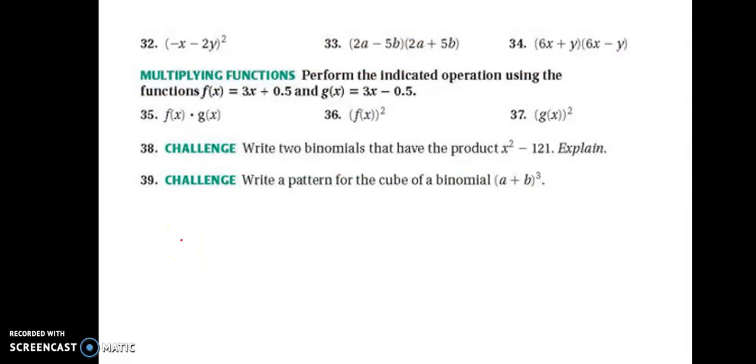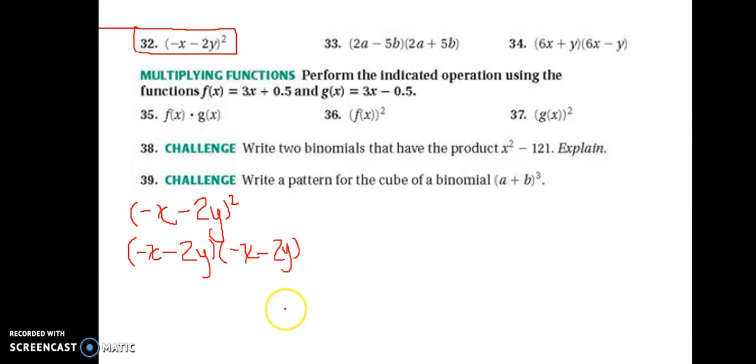What I want to do is practice a little bit. So one example to practice from is number 32 here from your textbook from 8.3. And let's try that example. So you want to copy down negative x minus 2y. That quantity is being squared. So let's rewrite that as two binomials. And so I have negative x minus 2y times negative x minus 2y.